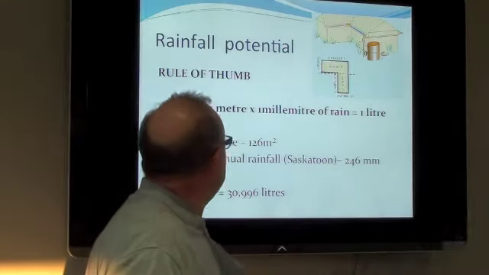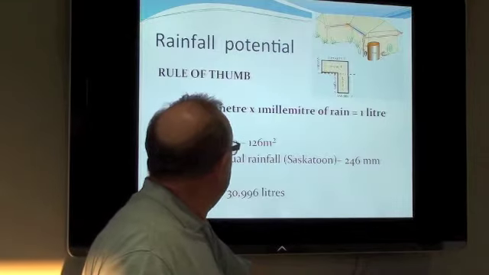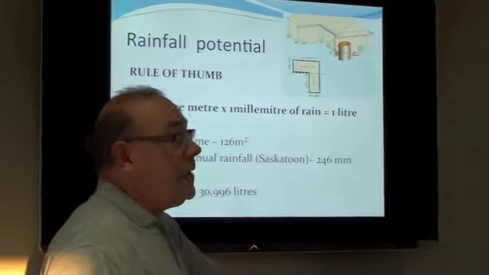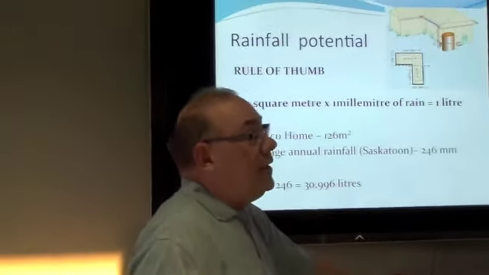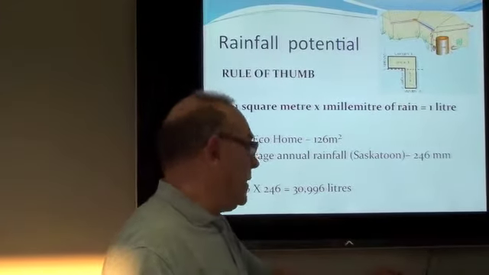Now you're going to lose a little bit on the rainwater here because of evaporation. You're going to lose a little bit in the first flush diverter, and you may spill some, so probably you're not going to get exactly that yield.